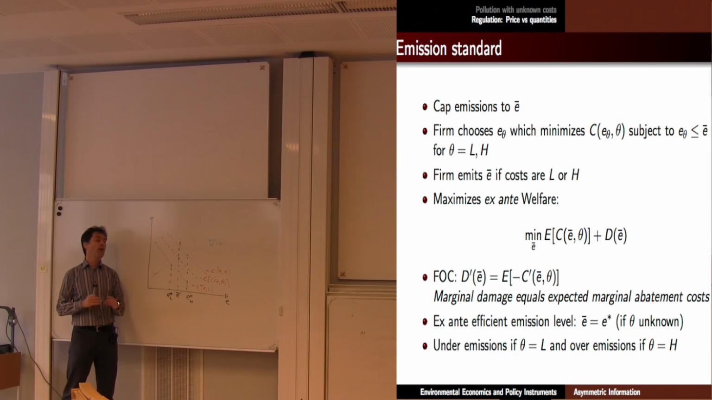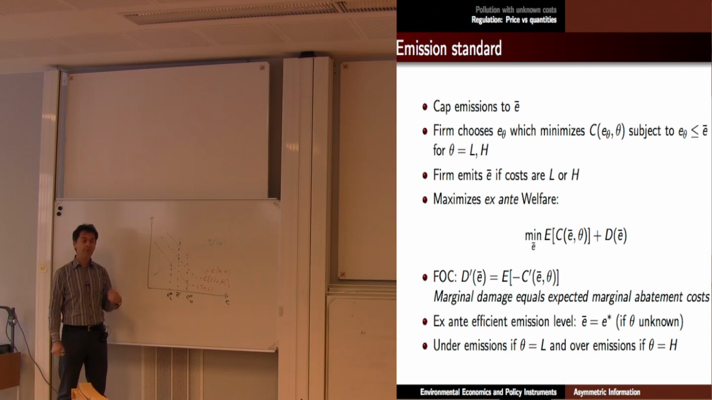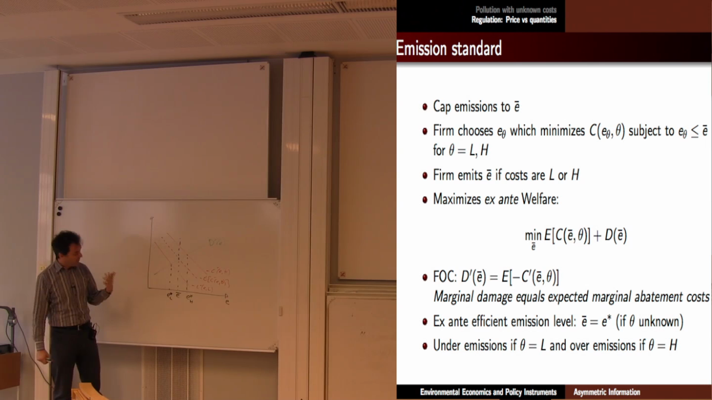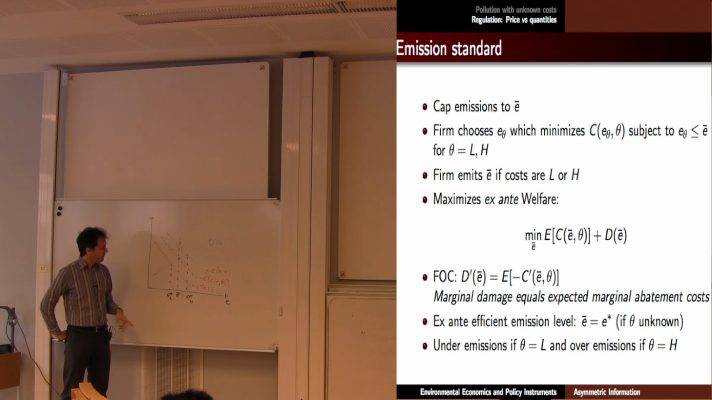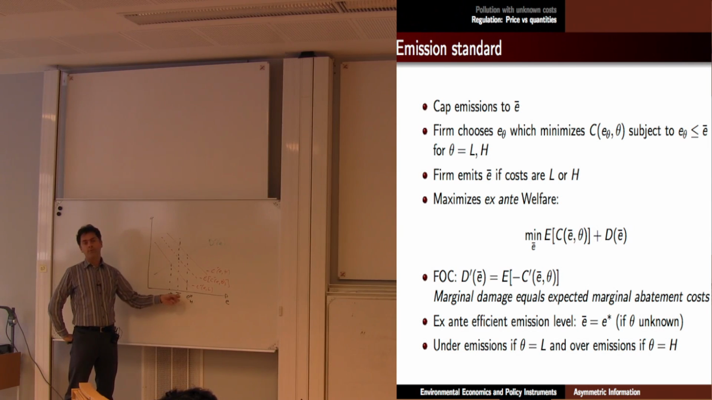That means that you are always wrong. Whatever the type of the firm, you are wrong compared to what should be done. But depending on the type, you are sometimes wrong in the opposite direction, let's say. So if the cost is higher than expected, your cap is too stringent. You want the firm to reduce emission more than what would be optimal. So there is under emission compared to the first best.